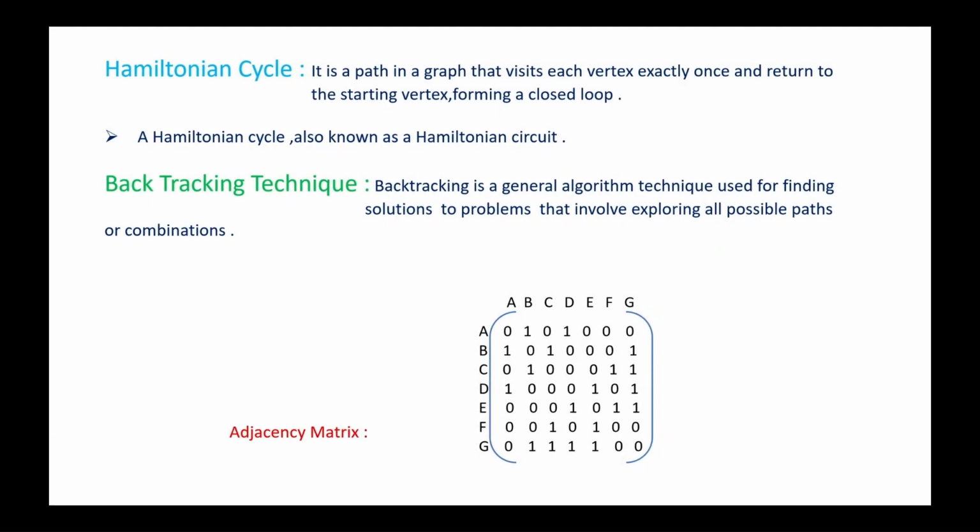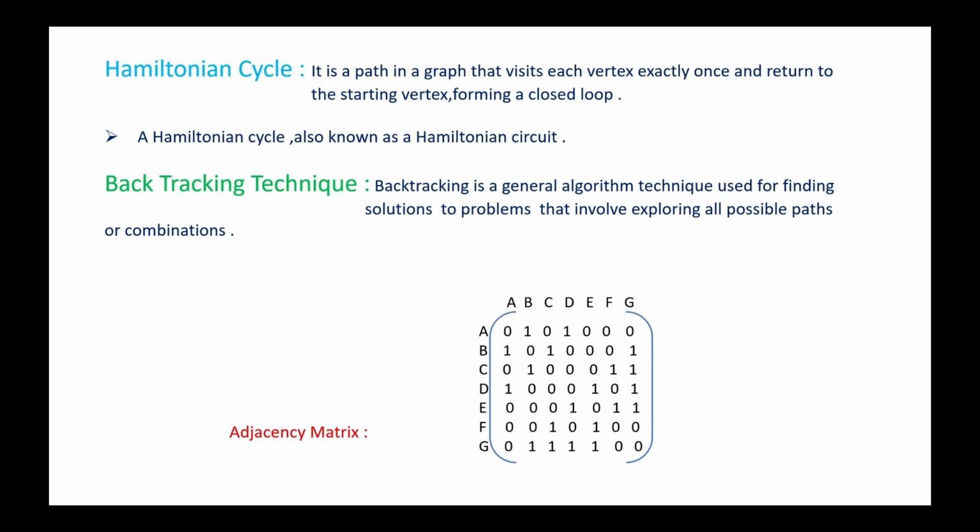Hamiltonian cycle. It is a path in a graph that visits each vertex exactly once and returns to the starting vertex, forming a closed loop. Here, the cycle tells that the first vertex of a graph should be visited once and then the last vertex should be connected to the first vertex. A Hamiltonian cycle is also known as a Hamiltonian circuit.